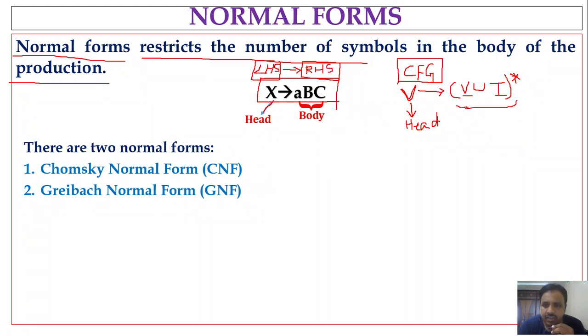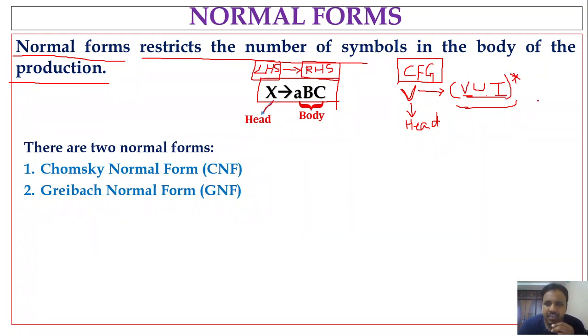So if you observe here in the right hand side, that means the body of the production, there is no restriction on the number of symbols that may occur in the body, isn't it? By writing the production rules in a context free grammar, the body of the production may have any number of symbols. Okay, so it may have any number of variables, terminals, or combination of variables and terminals. So there is no restriction on the number of symbols in the right hand side of the production rule, or the body of the production rule, right?